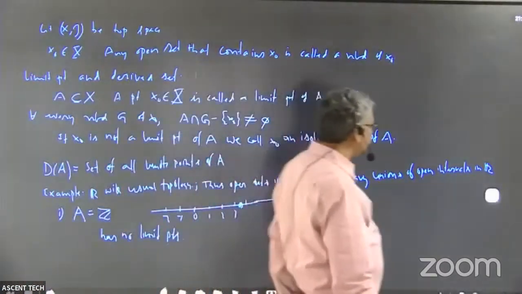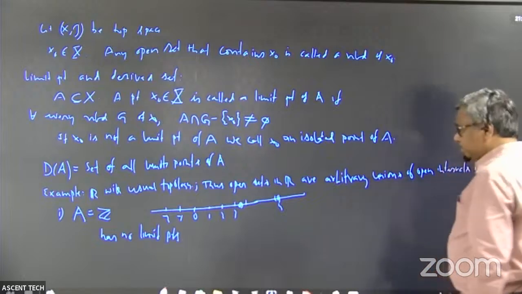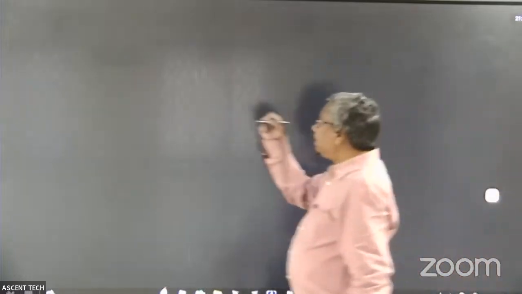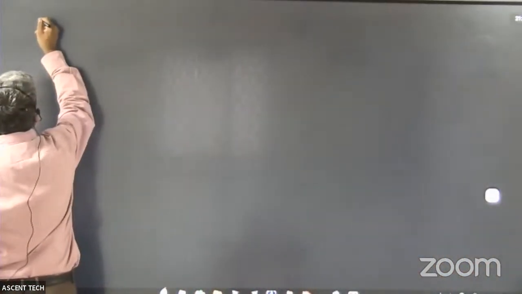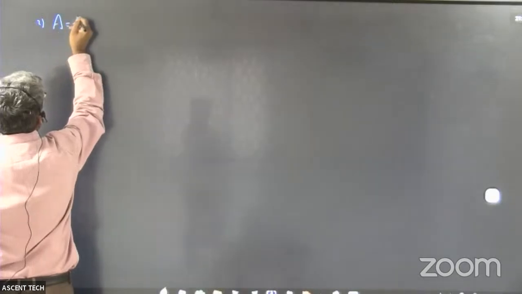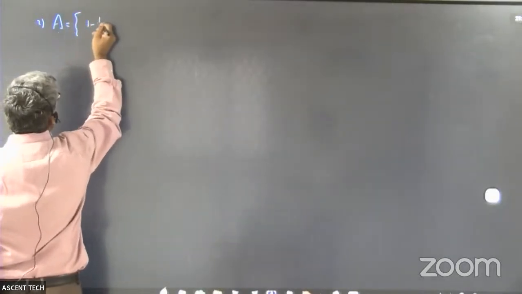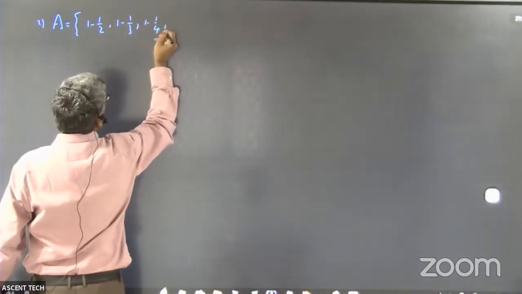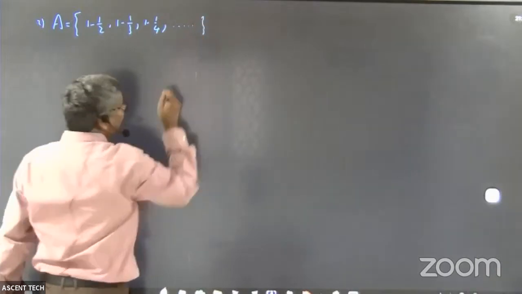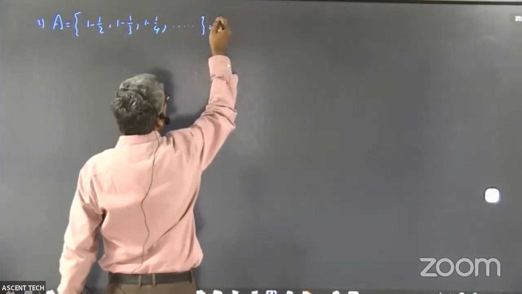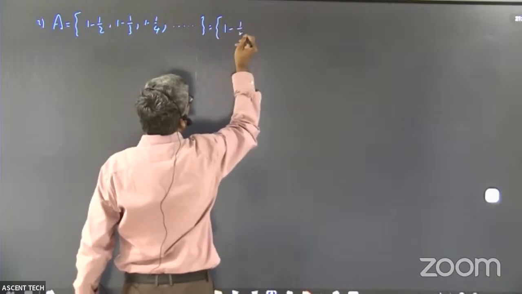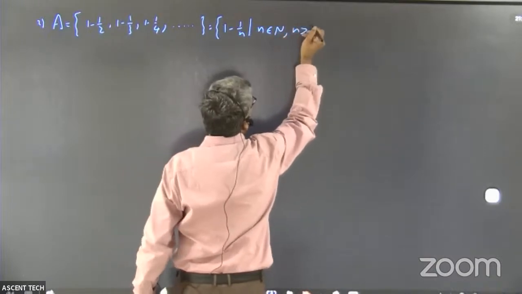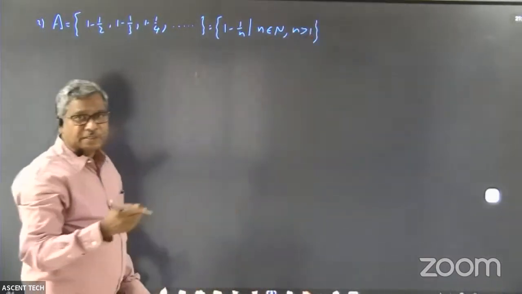I'll go to the next page. A has no limit points. I take the second example. A consists of, let us say, 1 minus 1 by 2, 1 minus 1 by 3, 1 minus 1 by 4, and so on and so forth, infinitely many. So the set consists of 1 minus 1 by n, where n itself is a natural number bigger than 1.